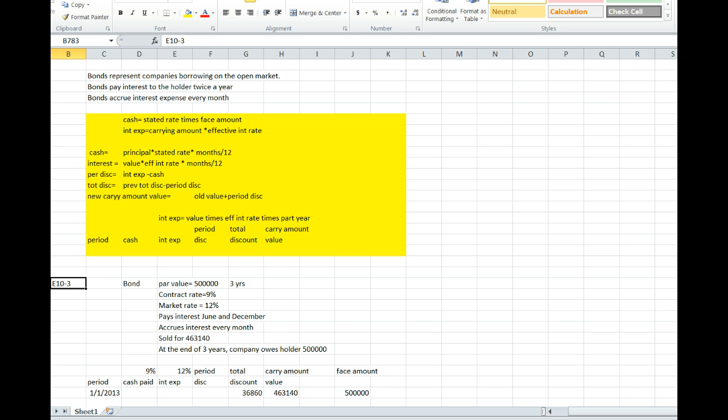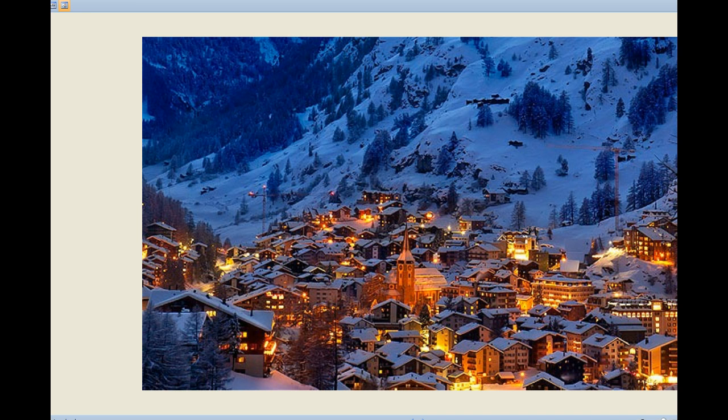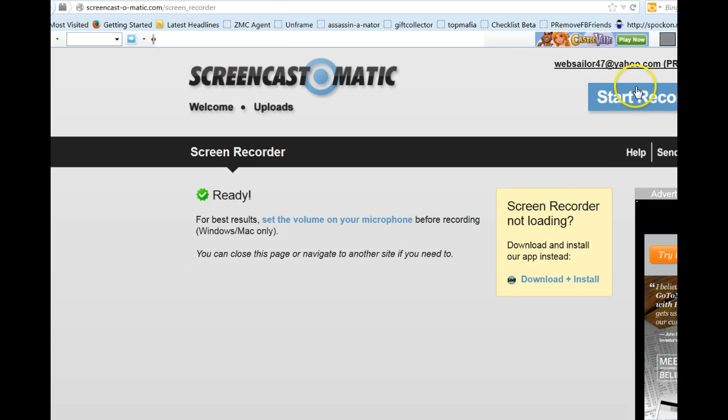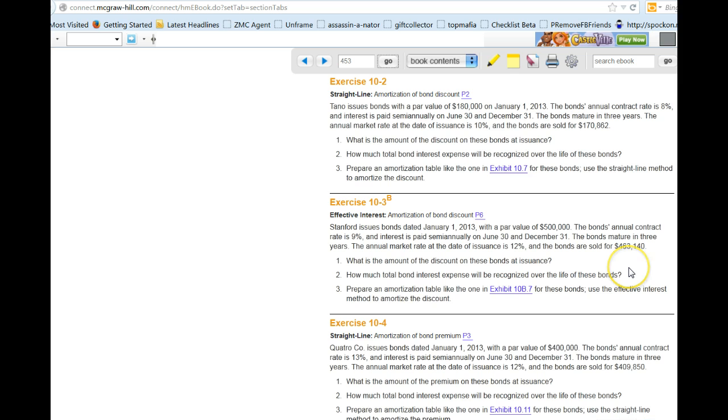Let's work out an example here. Let's take a look at a problem. Here it is. Exercise 10.3. Stanford issues a bond dated January 1st, nice and clean, with a par value of $500,000. It's a 3-year bond, so at the end of 3 years, they're going to pay whoever's got the bond $500,000. The annual contract rate on the bond, the company says they'll only pay 9% a year.